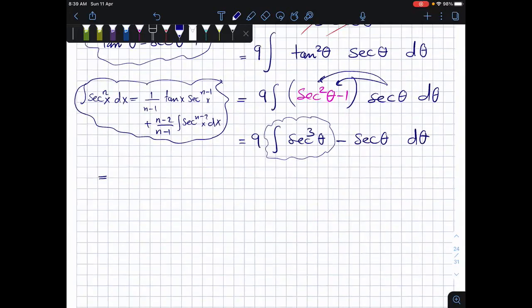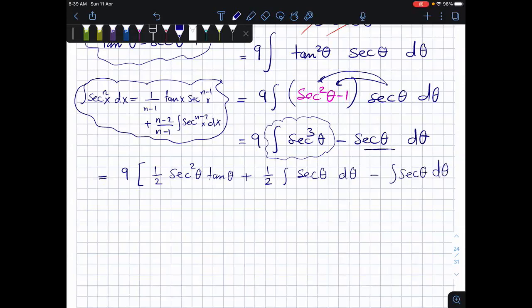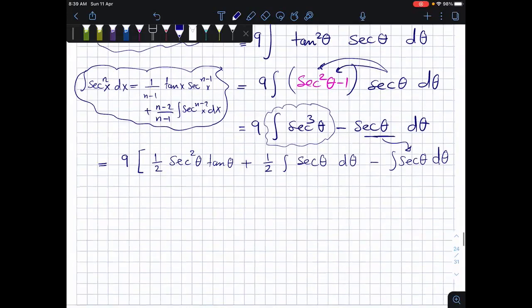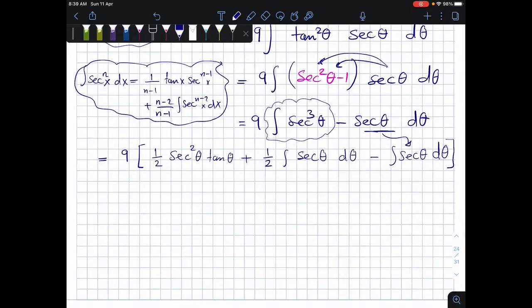So we can say that it's equal to 9 and then into 1 over n minus 1, which is 1 over 2, and then sec to the power of 2 theta and then tan theta and then plus n minus 2, which is 1 over 2 again the integral of sec theta d theta minus the integral again of sec theta d theta, which is here. This one is here. Okay, and all this, guys, is for what? For tan to the power of 3, for this one.